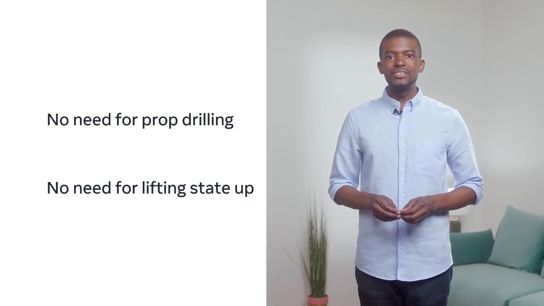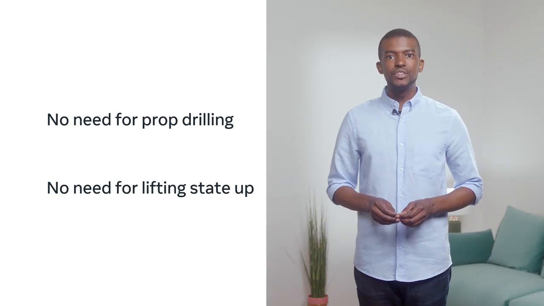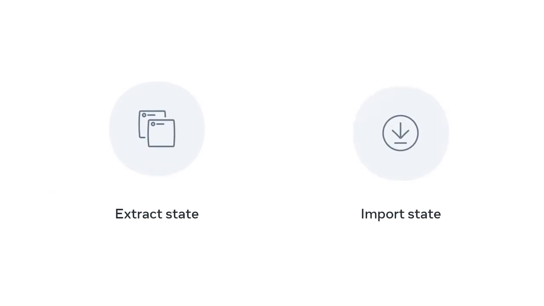One way to think about the Context API is that it cuts out the middleman. There's no need for prop drilling and lifting state up. Instead, the component that needs the data simply gets it from the Context API. The way that this is achieved is by extracting the state into a separate file that holds the state in context. Then, any file that needs it simply imports it and uses it.